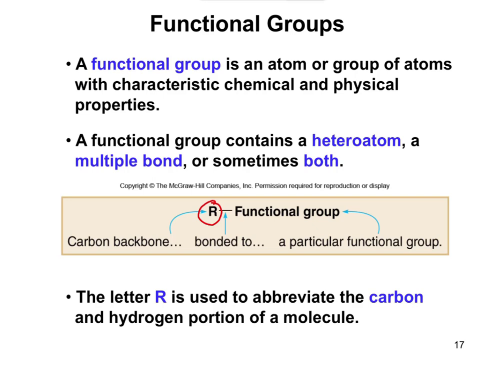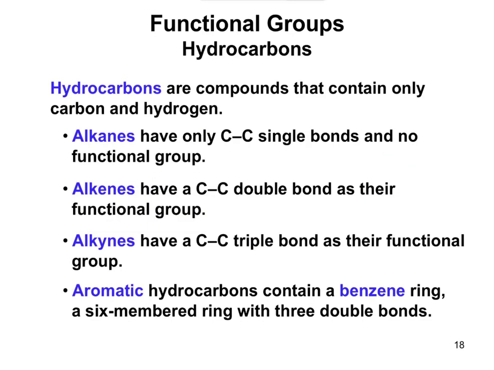A functional group can be a heteroatom. It can be something that has an oxygen, or it could be a halogen, like a fluorine or a bromine. It could be something that has a multiple bond, like a double bond. And sometimes it's going to be both of those. A very common one that we're going to see is when we have a carbon double bonded to an oxygen. That would be a heteroatom because it has an oxygen, and it would have a double bond. We're going to look at a whole bunch of these functional groups on the upcoming slides.